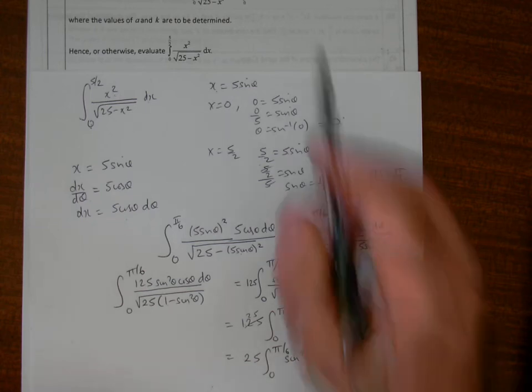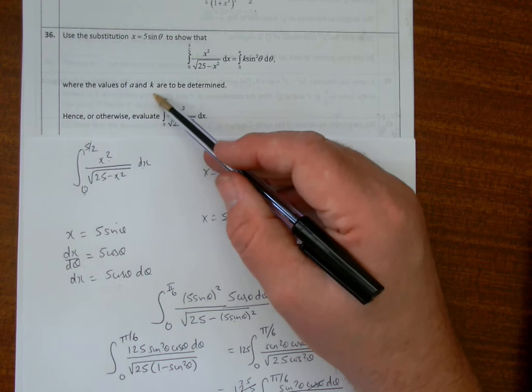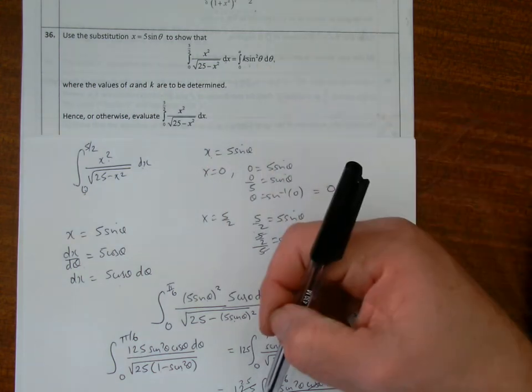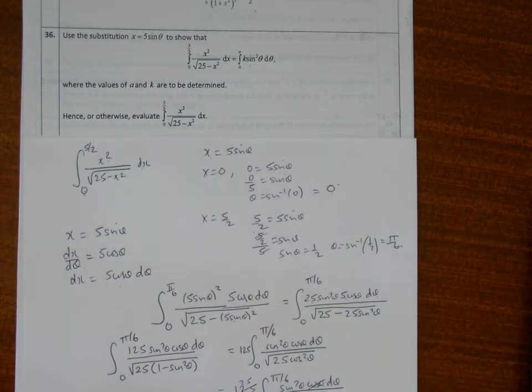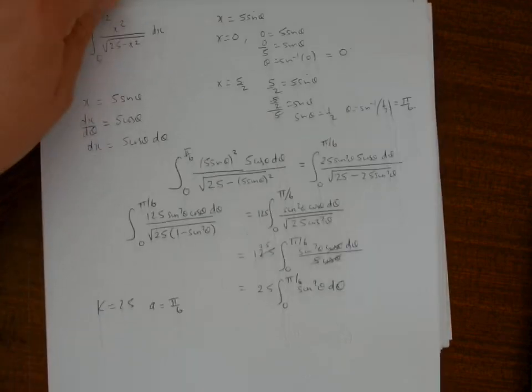Okay, so going back to the question, to identify A and K, K is 25 and A is pi by 6. Okay, now I need to carry this integration out.